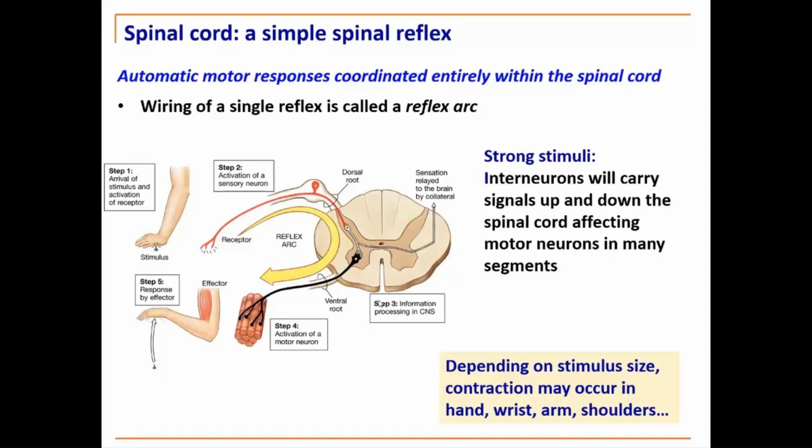A more powerful stimulus may affect the hand, wrist, forearm, and arm, and severe pain may also stimulate contractions of the shoulder, trunk, and even potentially the legs, forcing you to jump away from that stimulus. So it depends on the intensity of that stimulus, but also how much information is being passed up and down the spinal cord and coming out of the ventral root at other levels of the spinal cord to stimulate skeletal muscle within the trunk, within the upper arm, within the legs, for example.